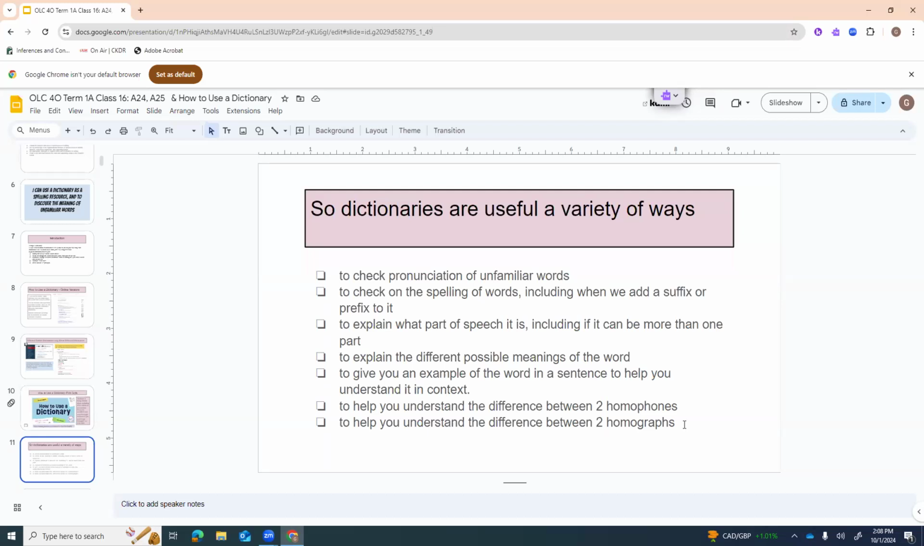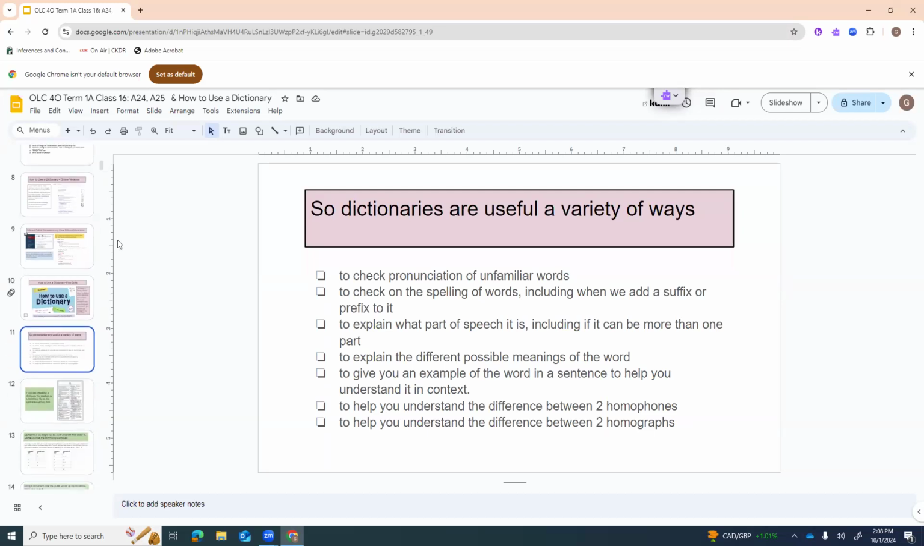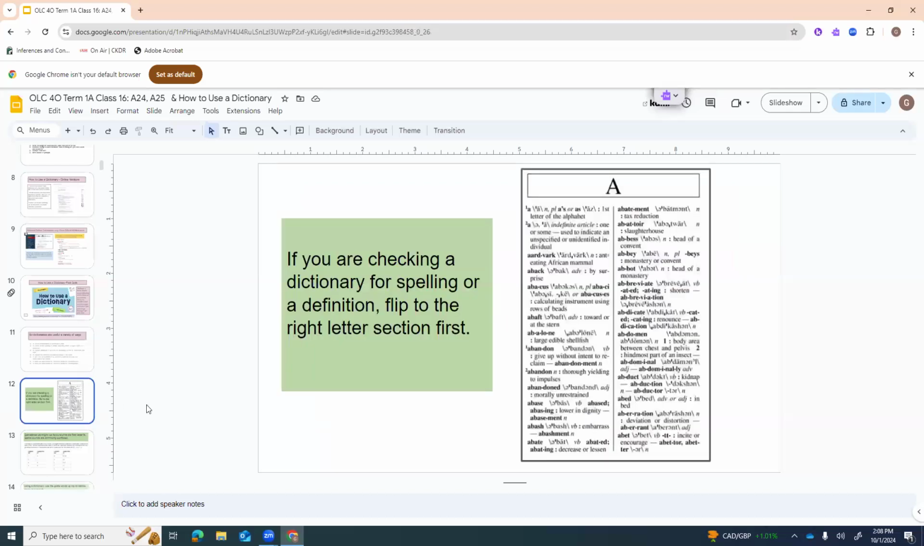That's where they sound the same. And to help you understand the difference between two different homographs, that's where they look the same, but they're actually two completely different words. Okay, like think of like bat, like a baseball bat versus bat, the bat that flies. They really mean completely different things.